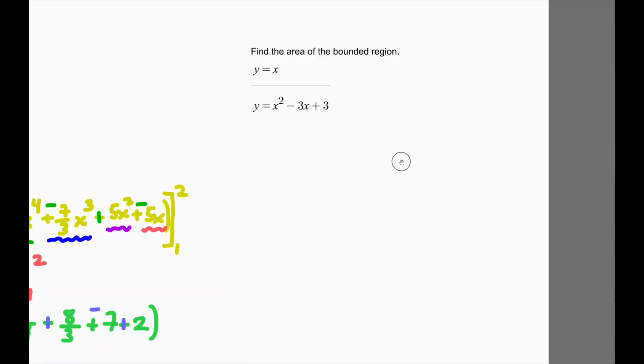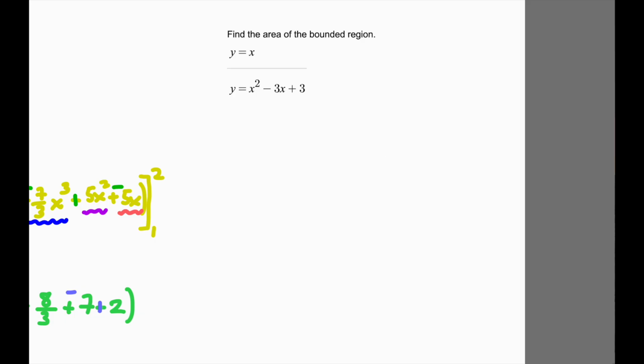All right, to figure out what this bounded region looks like, I'm just going to sketch a real rough graph of what this is going to look like, but it's based on the intersection. So before it said to integrate from 1 to 2, this one says the bounded region. So we need to figure out what those x values are. And the easiest way to do that is to set y equals x and y equals x squared minus 3x plus 3 equal to each other and solve. So that's the first thing we're going to do.